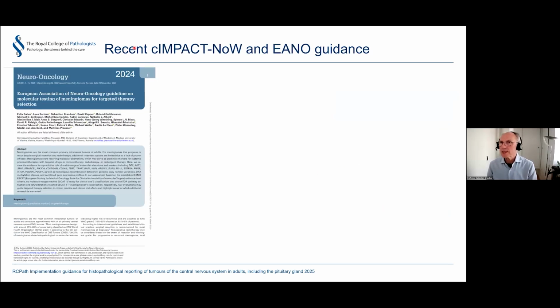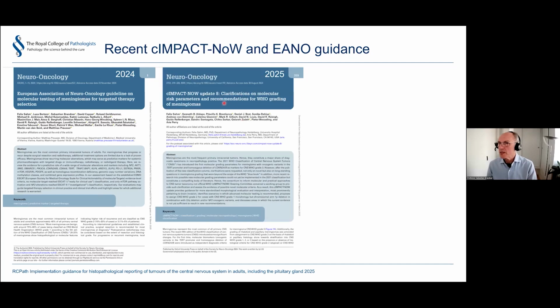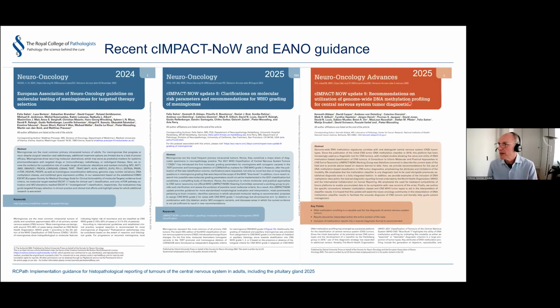These are the most recent cIMPACT-NOW updates, published just this year. They didn't make it into the guidelines, but many of our guideline's aspects contain information from these because we were partly co-authors on these recommendations. So this is molecular testing in meningiomas. This is molecular risk parameters and recommendations for WHO grading of meningiomas, and the 2025 Neuro-Oncology Advances recommendations of genome-wide DNA methylation profiling for CNS tumor diagnostics. This is particularly relevant because it very closely aligns to the dataset that we are talking about here.